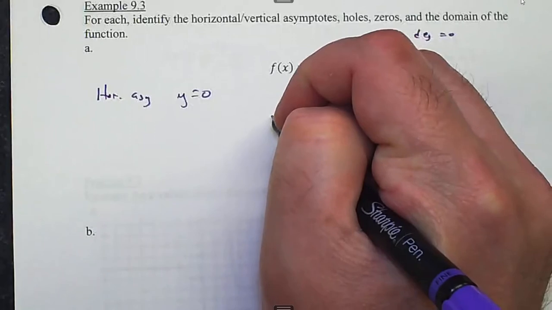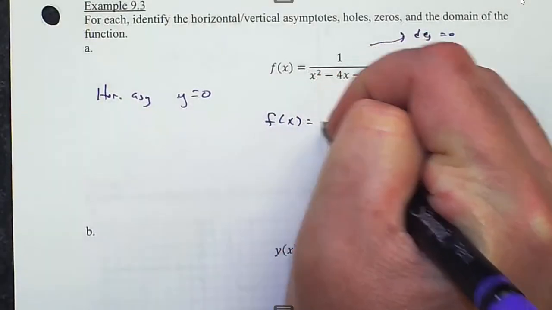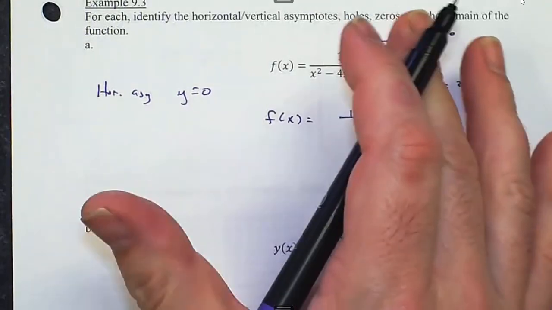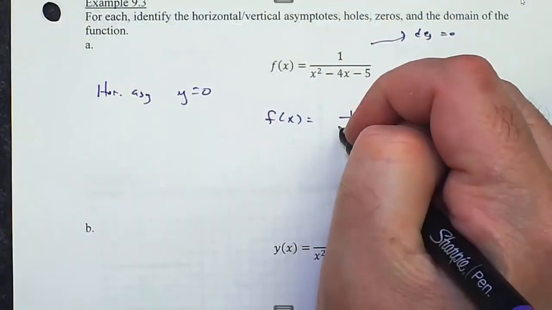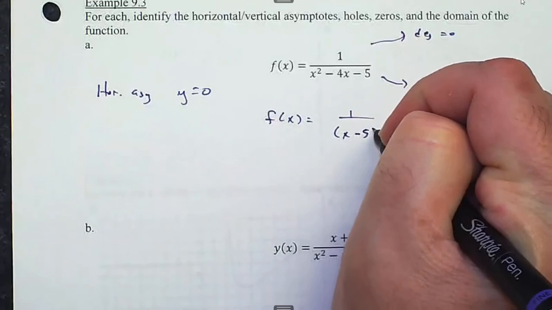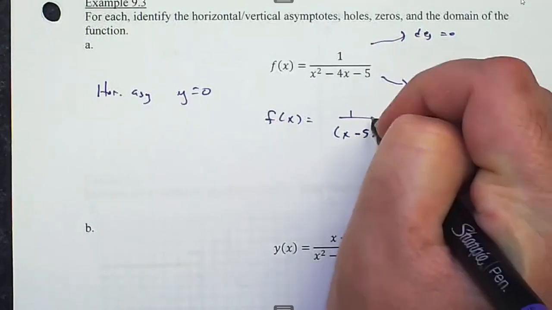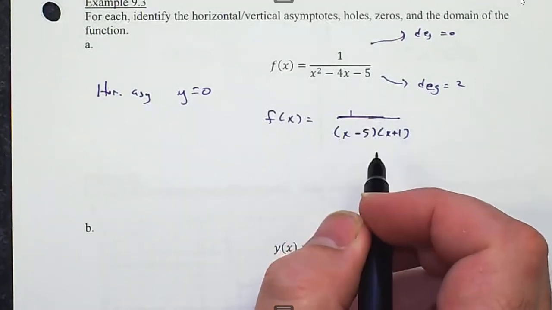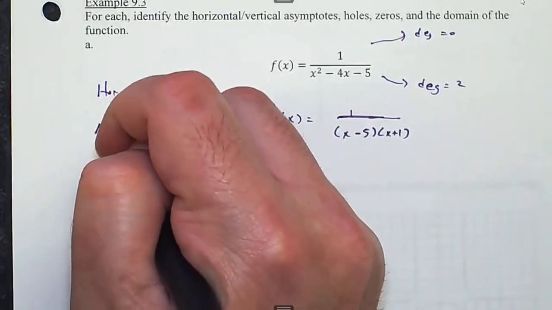Now I'm going to go ahead and factor everything to figure everything else out. That's pretty much the only thing where I'm not interested in factoring it first, is the horizontal asymptote. This factors as x minus 5 and x plus 1. As you can see, no factors can be canceled out of the top and bottom. That means there's no holes.